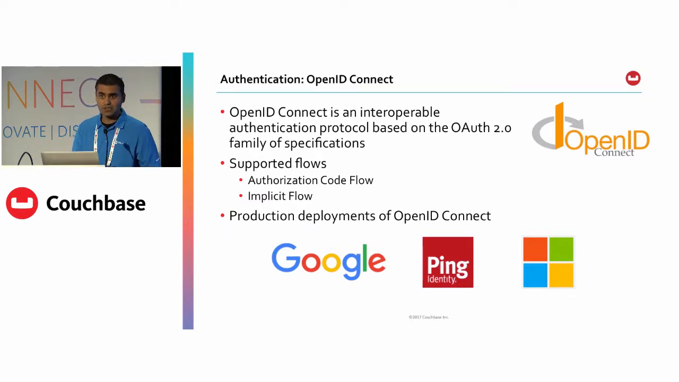There are multiple flows in OpenID Connect, and the flows supported out of the box by Couchbase Sync Gateway are the authorization code flow and the implicit flow. I'm going to go into details of what both of these mean. From a deployment perspective, a few companies that have solutions for OAuth or have production deployments of OpenID Connect are Google, Microsoft, and Ping Identity. And there's a few more as well, but I just wanted to throw it out there to let you know that there are quite a few companies that are betting seriously on OpenID Connect.